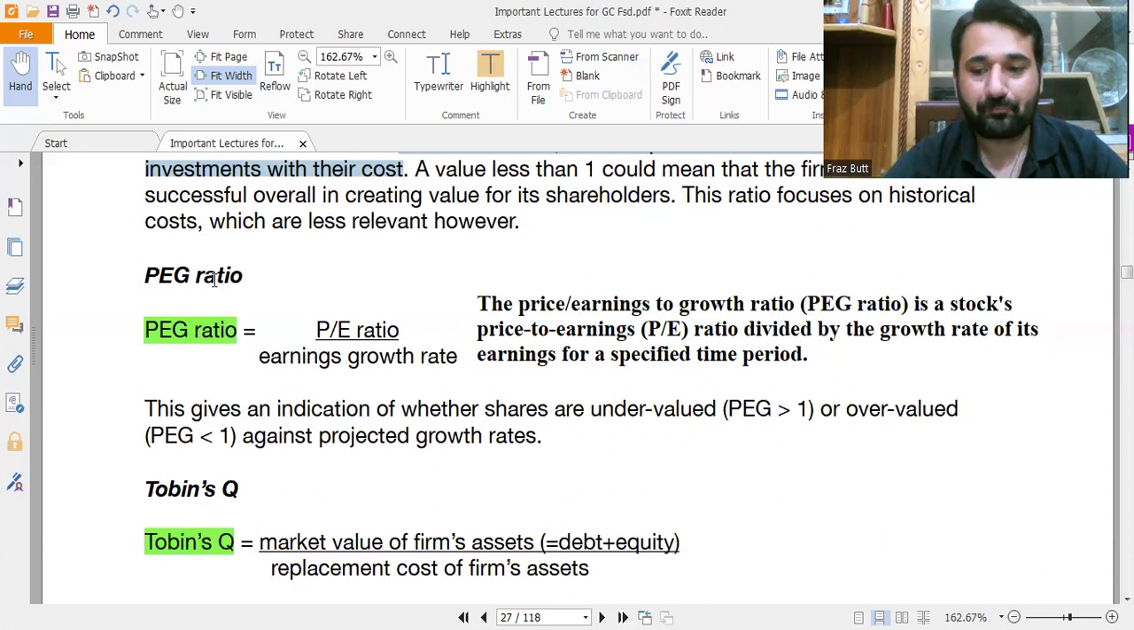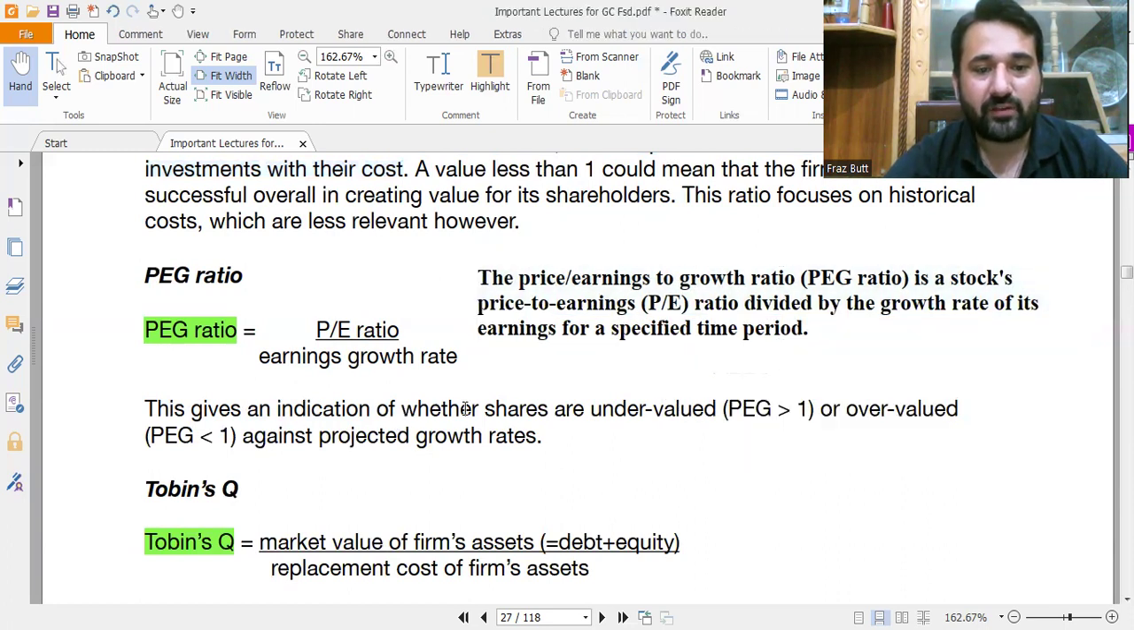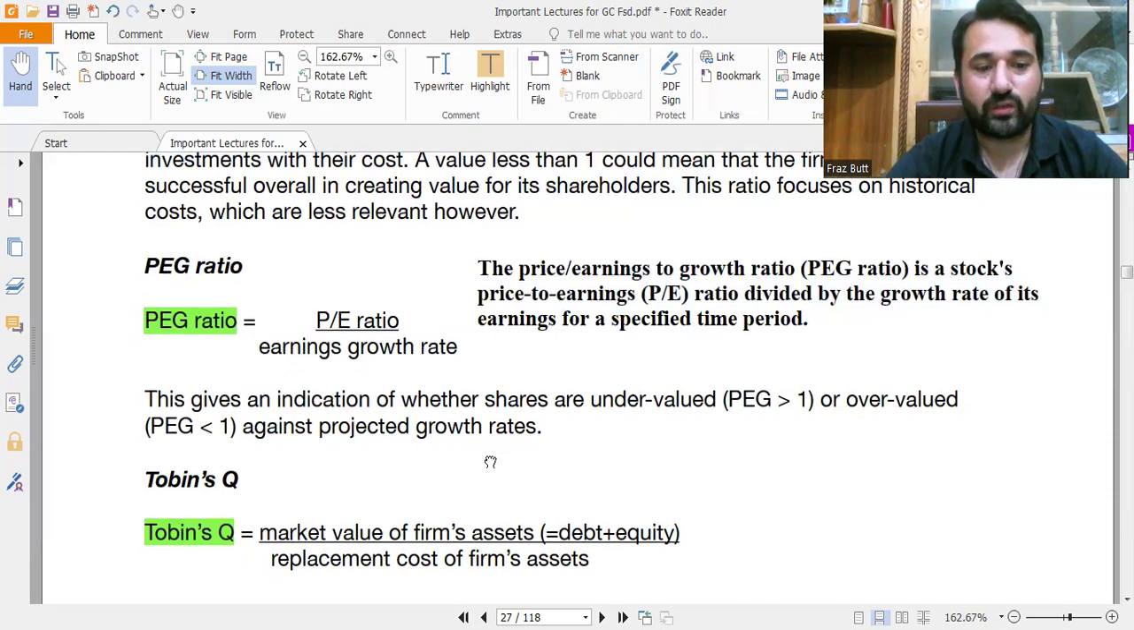Then PEG ratio. For the PEG ratio, we need to divide the price earning ratio by the earning growth rate. The price earning to growth ratio, or the PEG ratio, is a stock's price to earning (PE) ratio divided by the growth rate of its earnings for a specified period of time. And this gives an indication of whether the shares are undervalued when PEG is less than 1 or overvalued when PEG is greater than 1 against projected growth rate.